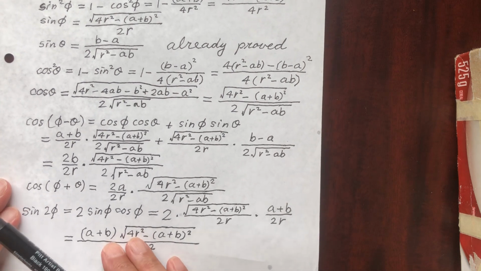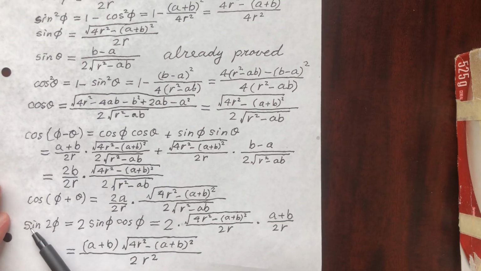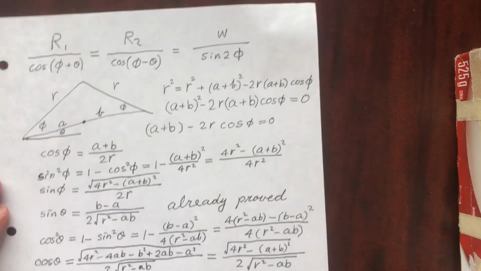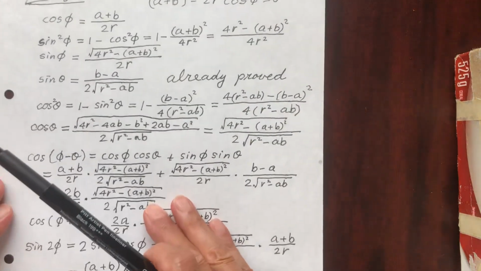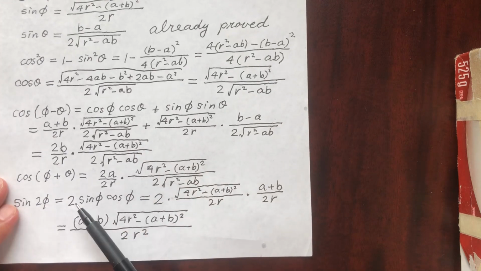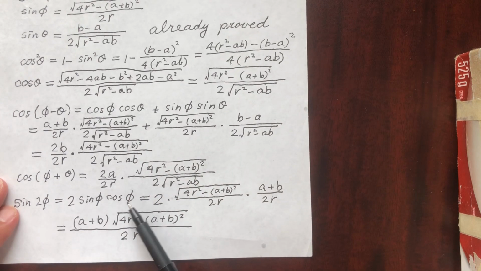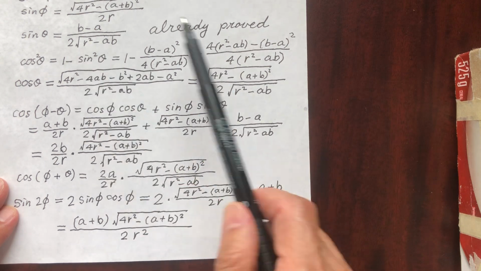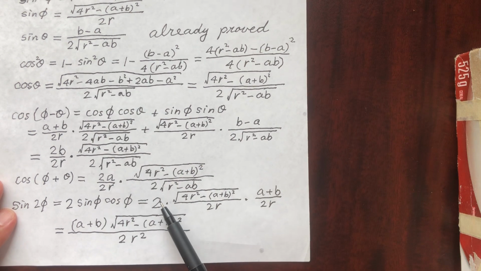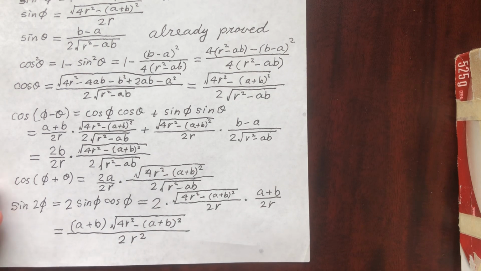The next, I need sine 2 phi. So what is sine 2 phi? It is 2 sine phi cosine phi. I have everything here. Substitution, I get this. Simplify, I get this.